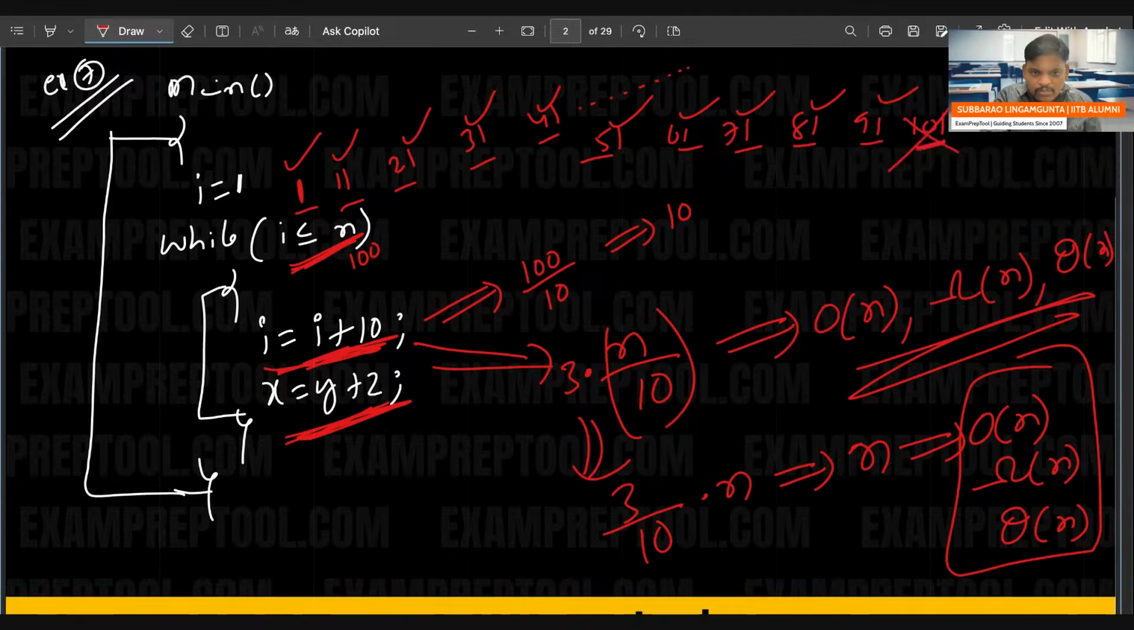I think maybe the image became bigger, so let me make it a little smaller. Yeah, my image was a little bigger, so I made it smaller.